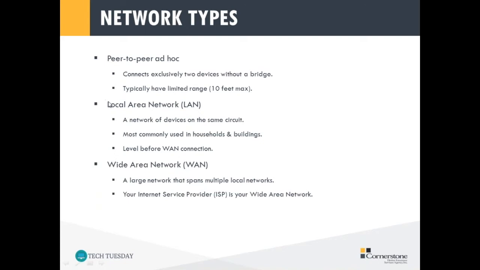Then there's the local area network, or LAN. This is a network of devices that all operates within the same circuit of communicating devices without any reference to any other outside circuits. This would mean any sort of device locally connected together, like in your house over your Wi-Fi. That makes up your local area connection. It's commonly used for households and buildings, but it can also be used to connect wider areas.